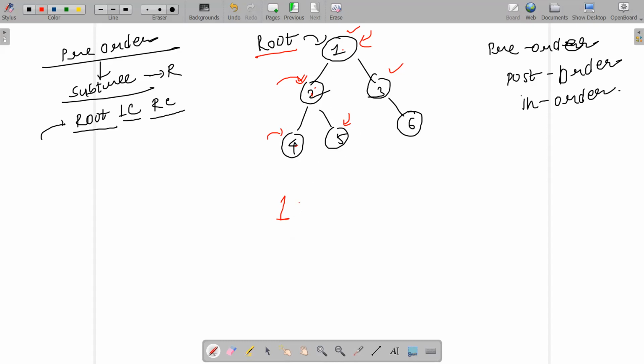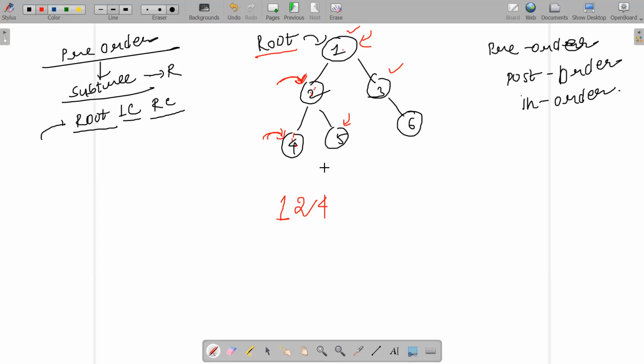So first 2 would be visited, then what would happen? The flow would be going back to its left child 4. Then 4 would be visited. Any left child of 4 is there? No. Any right child of 4 is there? No. So the flow goes back to 2. 2 has been visited, 4 has been visited, now the flow is coming back to 2.